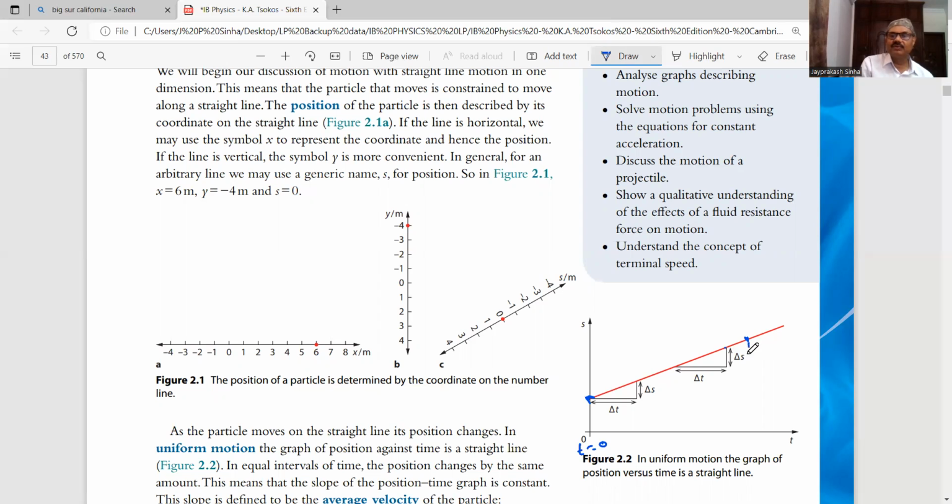Correct? So draw a perpendicular from here on the time axis. So this is your T. Here T is equal to 0. This is your S. S means draw a perpendicular from here. Correct? This is your S. Yes. So what is the coordinate of this point? The coordinate of this point is T and S. Correct? First of all, we write the X coordinate and then we write the Y coordinate.